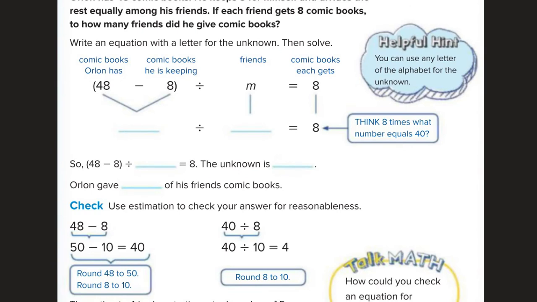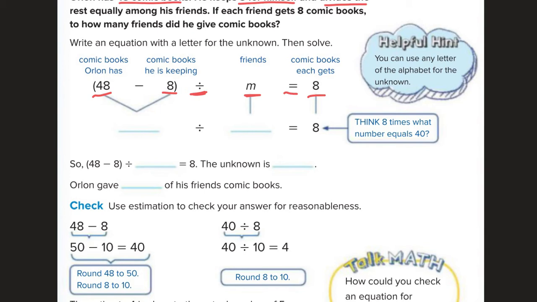Orlando has 48 comic books. He keeps 8 for himself and divides the rest equally among his friends. If each friend gets 8 comic books, to how many friends did he give comic books? Ready? He has 48. He's going to keep 8 for himself. Then he's going to divide the rest among some friends. We don't know how many, and whenever we say some, that's a good cue that that's where our variable is going to go. And once we're all said and done, we know that each friend is going to get 8 comic books.